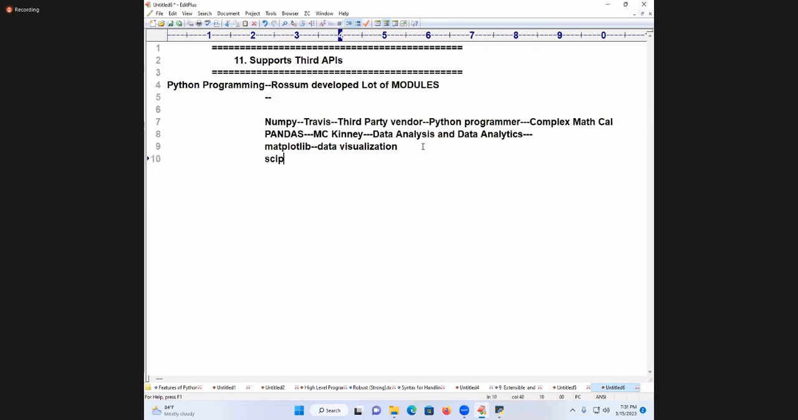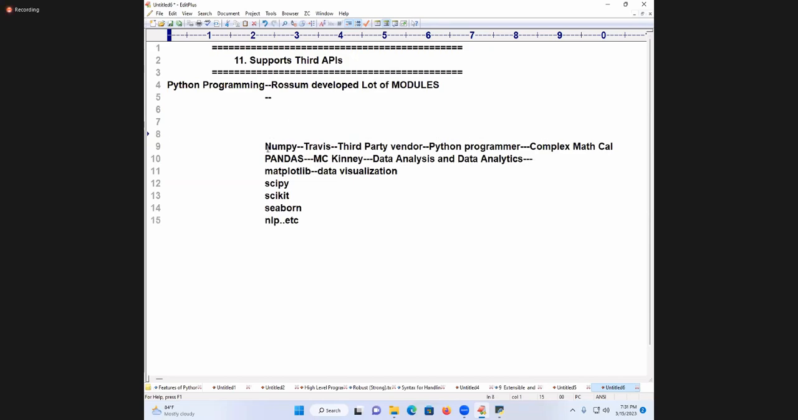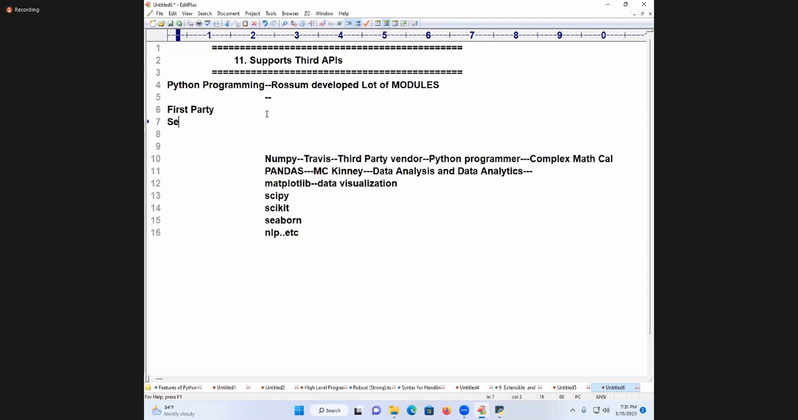Like that, SciPy and then Scikit, Seaborn, and next NLP, etc. These are all called data science related modules. They are not built into Python programming. Our Python programs can use third party APIs. Sir, what is the first party here? What is the second party here? What is the third party?